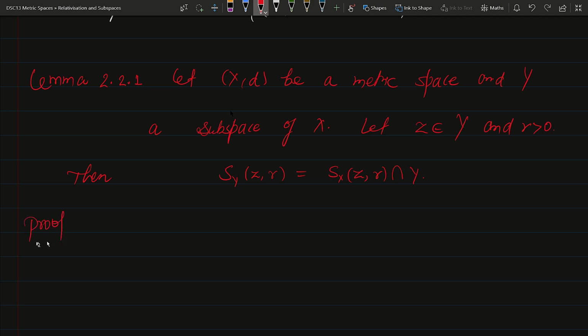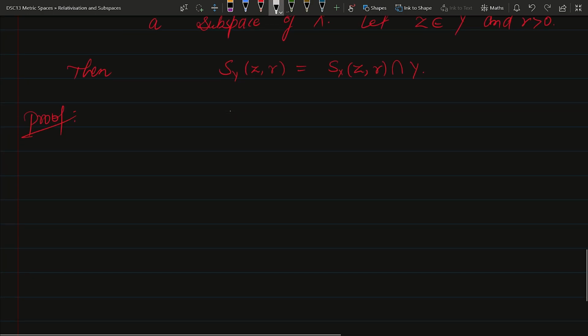So first let me write the geometry for this. Suppose we have this scenario. Let us suppose this is X, and this is Y.